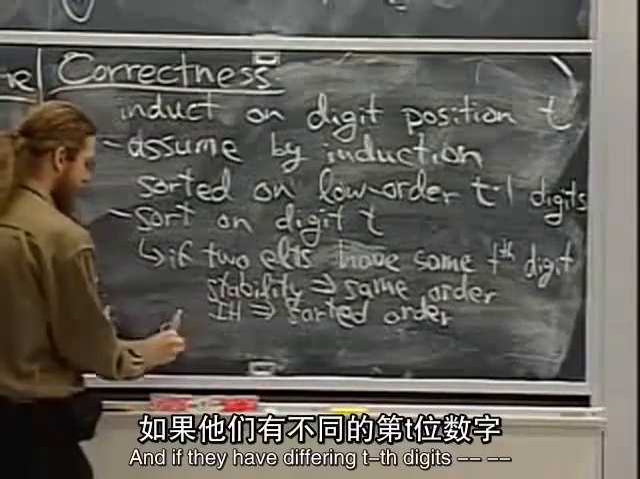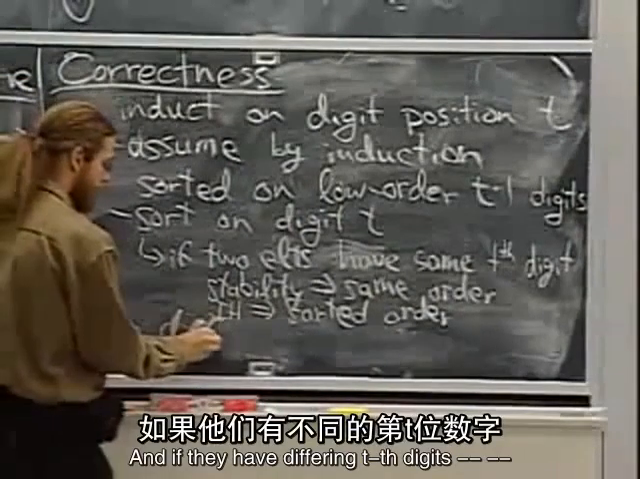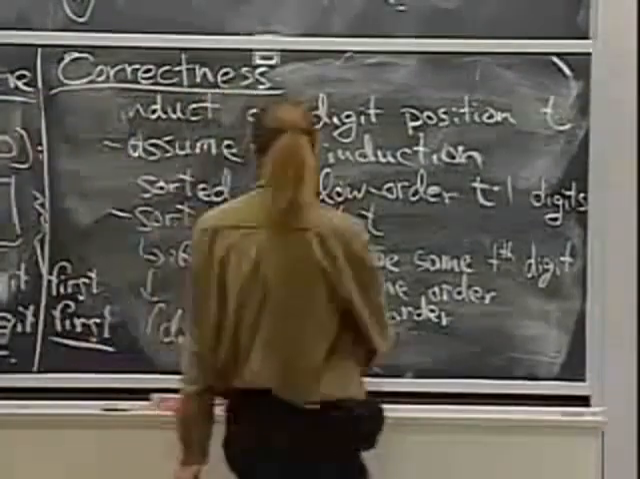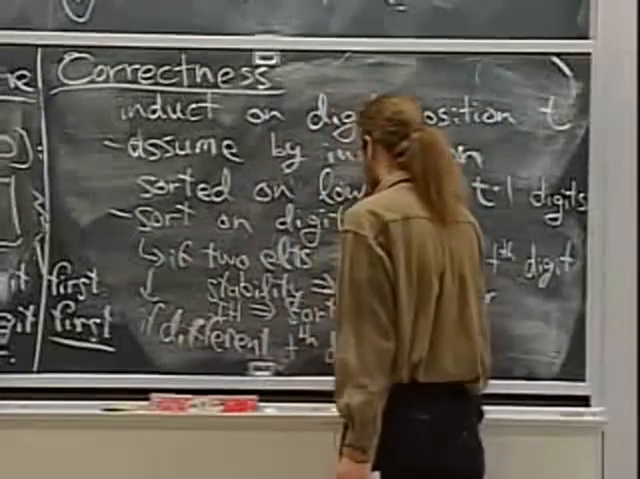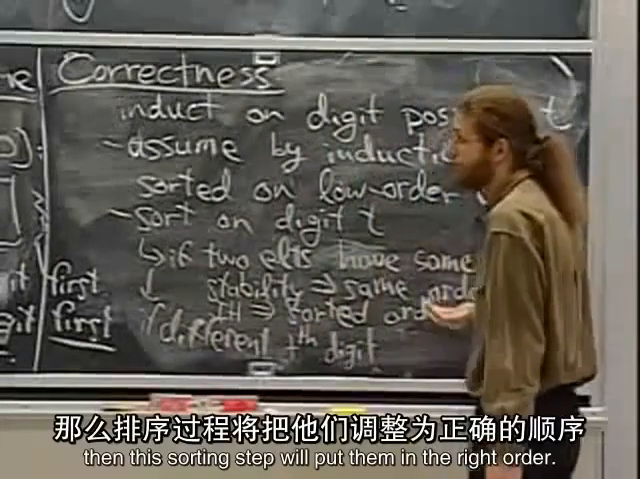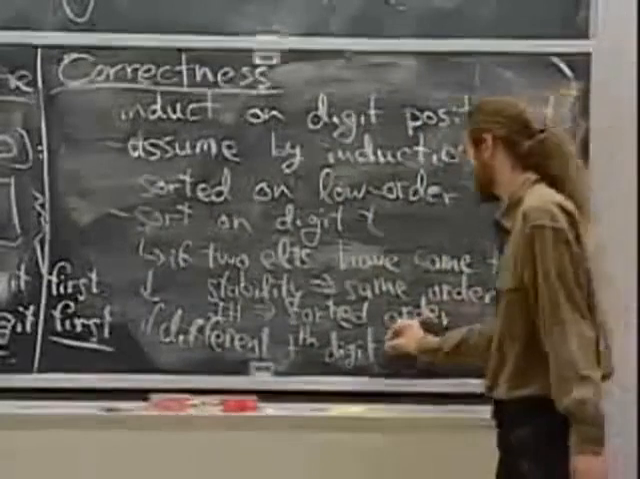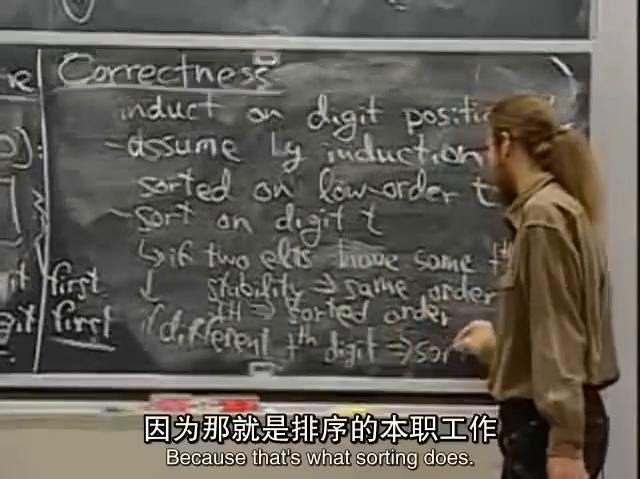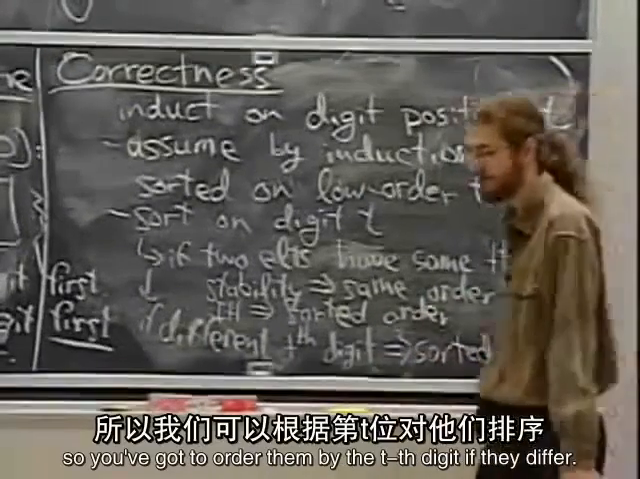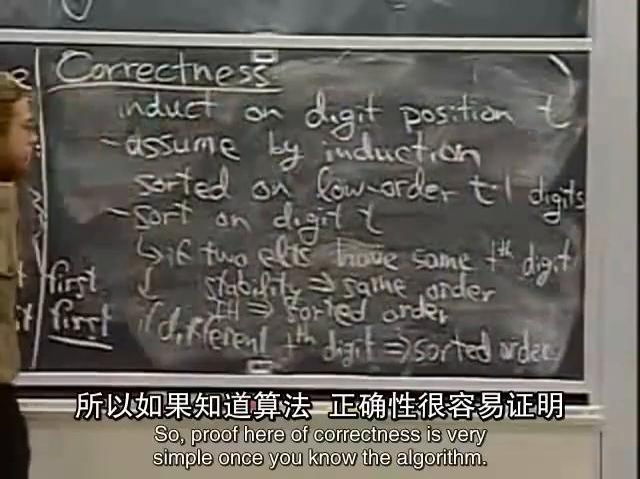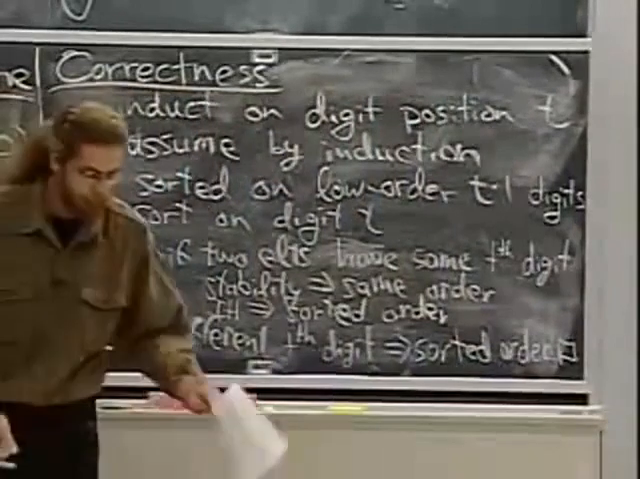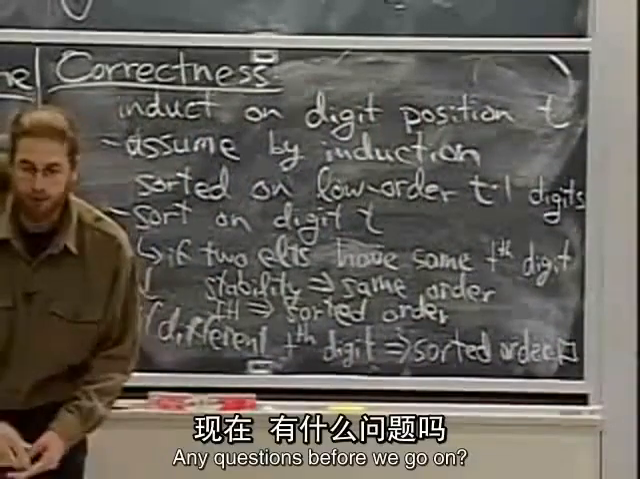And if they have differing tth digits, then this sorting step will put them in the right order, because that's what sorting does. Okay, this is the most significant digit, so you've got to order them by the tth digit. If they differ, the rest are irrelevant. So the proof here of correctness is very simple once you know the algorithm. Any questions before we go on?